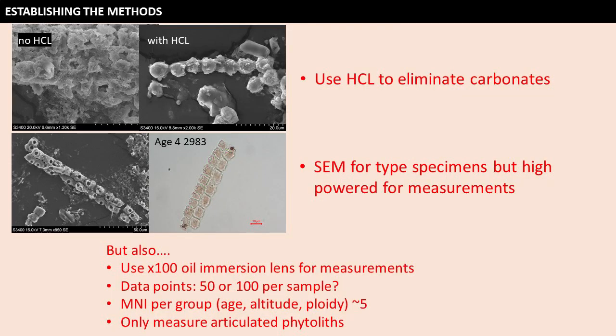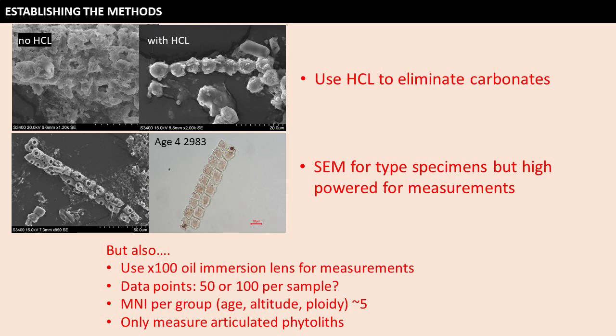The first thing I did was try to establish the protocol of what I'll be doing, or the methods. I tried to ash the modern reference material, which are leaves, to look for the phytoliths. I didn't use HCl in the beginning, and then I used HCl later on to compare. So here we've got an example of the same leaf products, one with HCl and the other one without. I've decided that using HCl to remove the carbonates is probably the best protocol, because you can see the phytoliths more clearly.